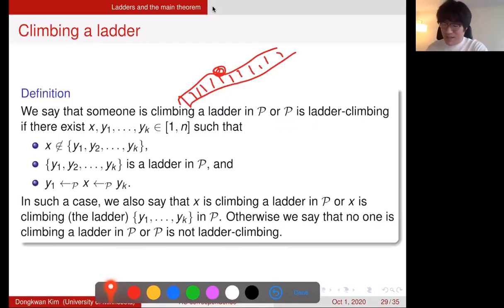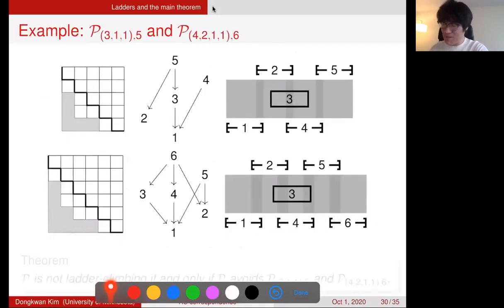P is ladder climbing if there exist these numbers such that this is a ladder and X is really between the starting point and end point. In that case, X is climbing a ladder. And otherwise, we say that P avoids ladder climbing, or no one is climbing a ladder. Okay. So this is an example.